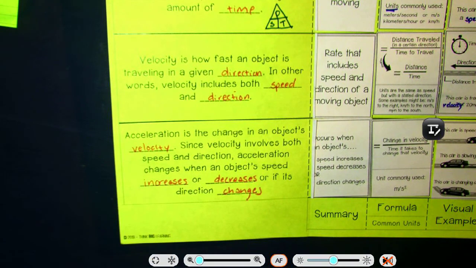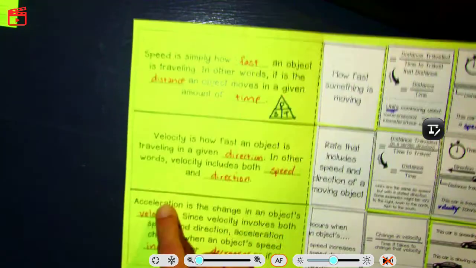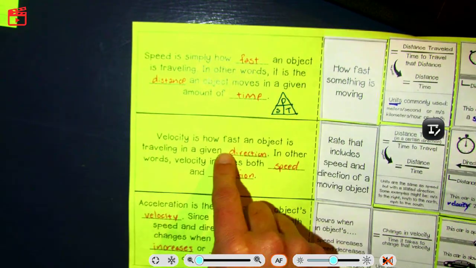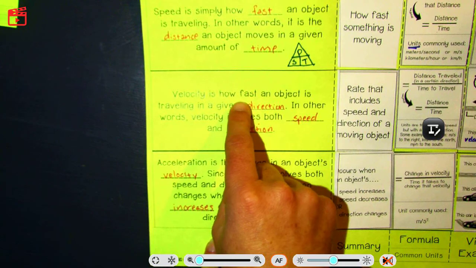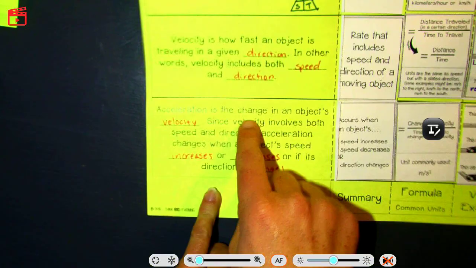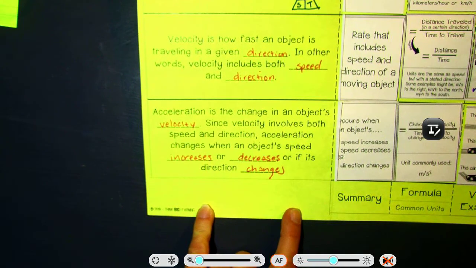Since velocity involves both speed and direction, acceleration changes when an object's speed increases or decreases, or if its direction changes, sorry. So acceleration includes speed and velocity. Okay, so we start with speed, how fast something is, so distance over time. Then we add in distance over time plus direction. Now we're looking at distance over time and direction and whether they change or not.